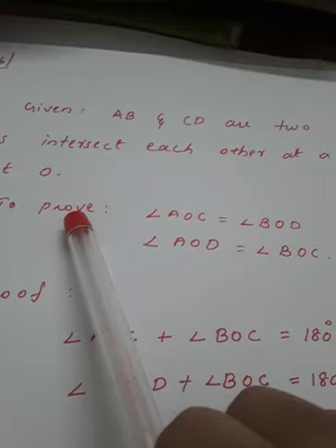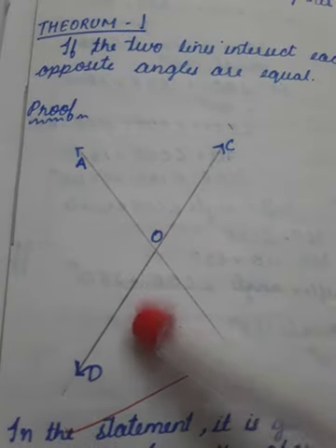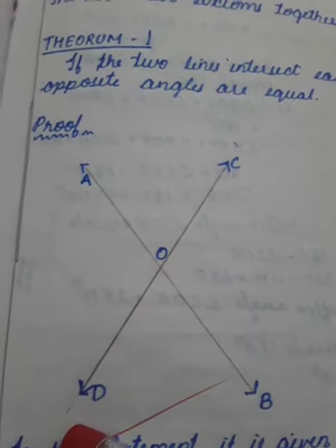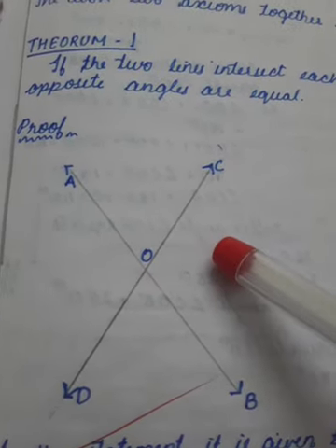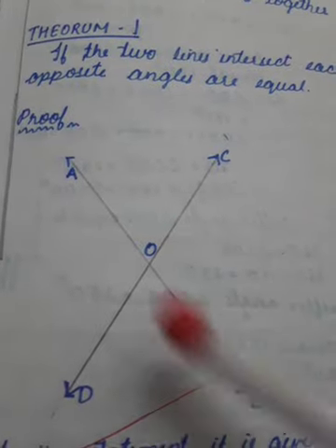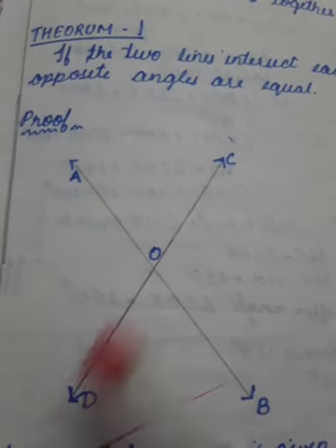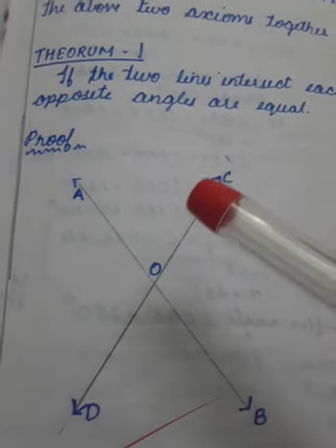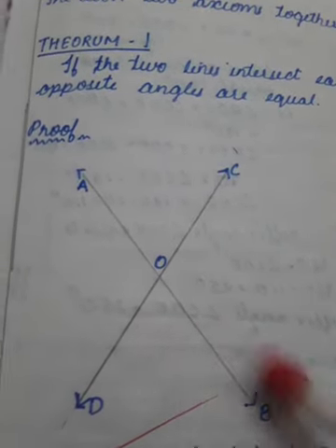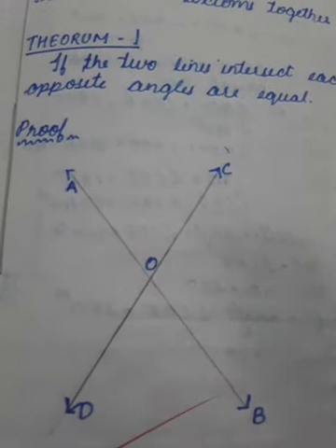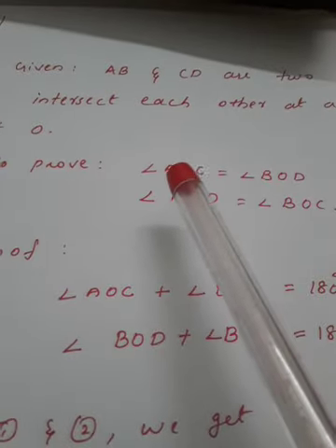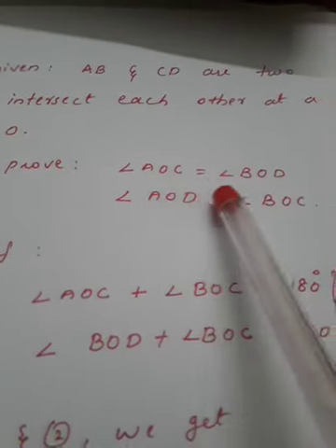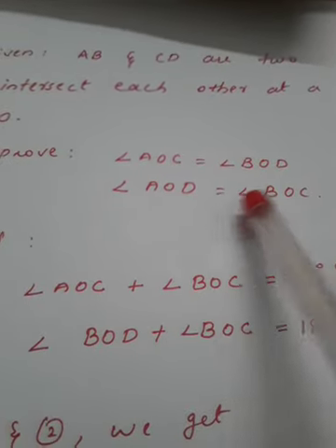So from the figure, angle AOC and angle BOD are vertically opposite angles, and angle AOD and angle BOC are another pair of vertically opposite angles. So here we need to prove angle AOC equals angle BOD and angle AOD equals angle BOC. Either this or this we need to show, then the other one we can write similarly.